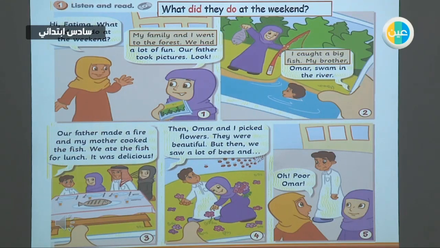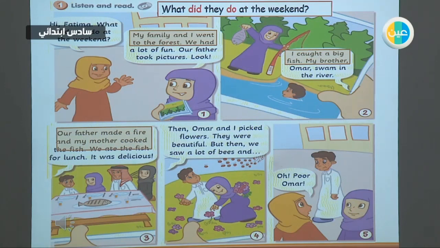Our father made a fire and my mother cooked the fish. We ate the fish for lunch. It was delicious. Then Omar and I picked flowers. They were beautiful. But then we saw a lot of bees and... Oh, poor Omar.